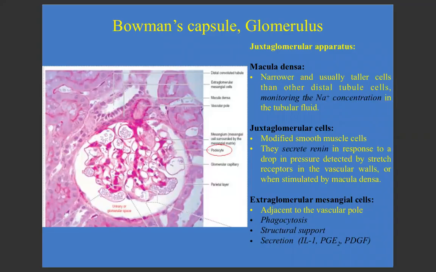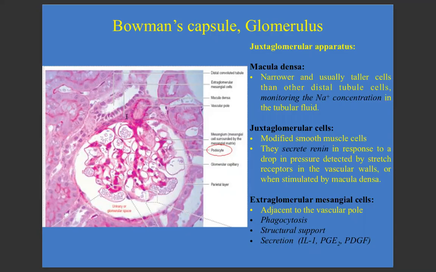And then we have juxtaglomerular cells. These are modified smooth muscle cells. They detect the stretch, the pressure in the vessels, mainly in the afferent arteriole. So they are modified smooth muscle cells. And then we can observe extraglomerular mesangial cells, the cells really close to the macula densa and the vascular pole.